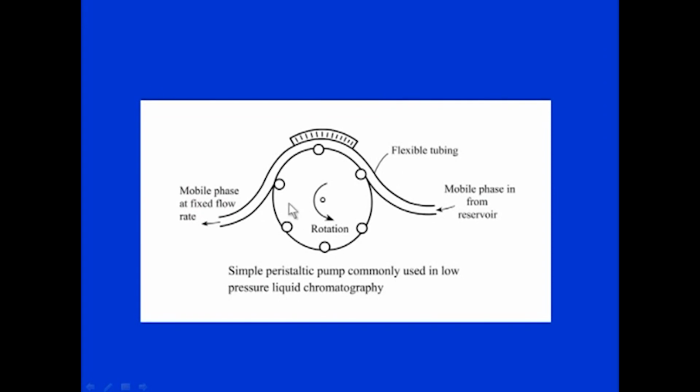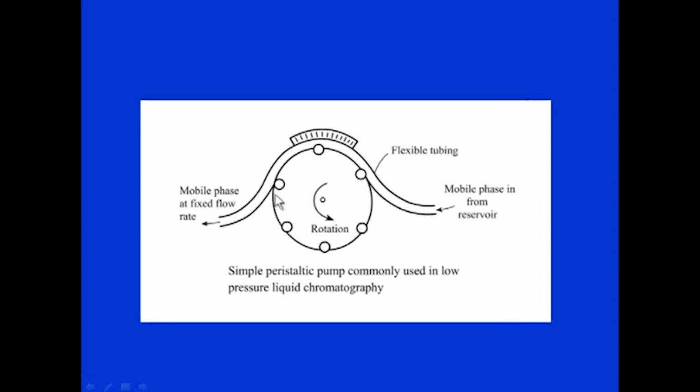This is a very simple schematic of a peristaltic pump. It is a roller type peristaltic pump, and you can see these rollers here. What they do is they compress the tubing, and as they revolve, these rollers move, compressing the tubing, and due to the compression, the mobile phase is sucked in from the reservoir, and then at a fixed flow rate, it will be supplied to the column.